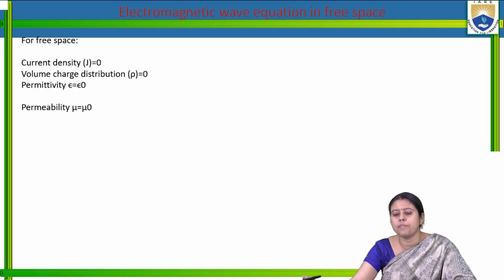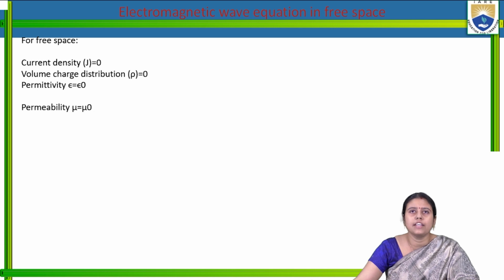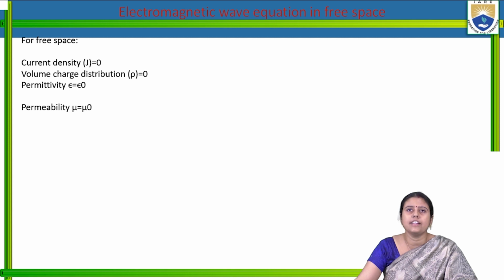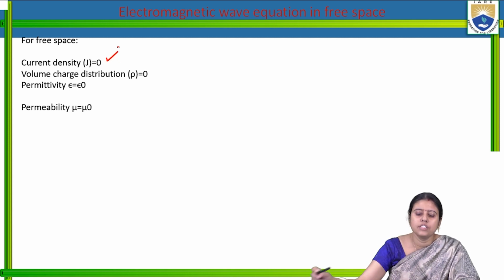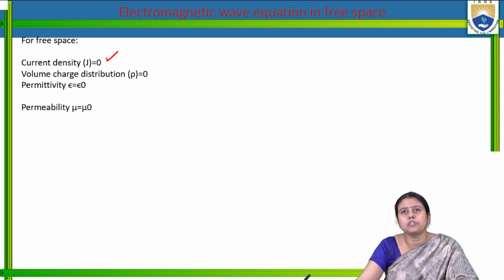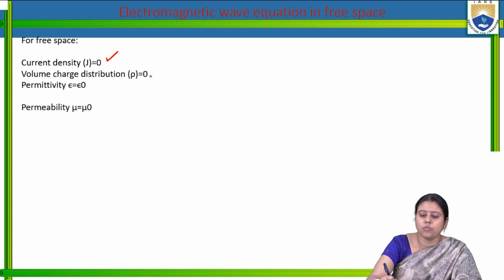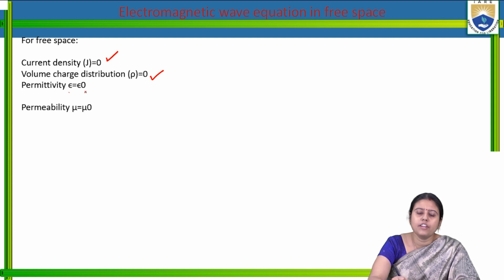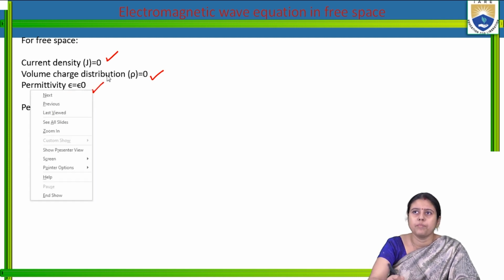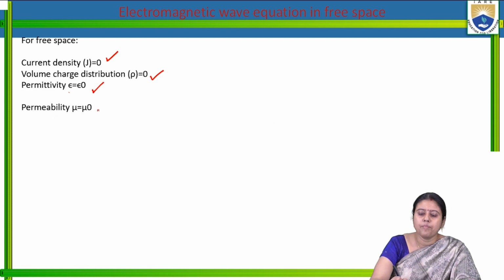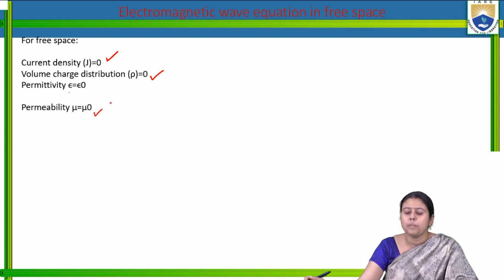So first we will discuss the electromagnetic wave equation in free space. For free space, as already discussed in my earlier slide, the current density J equals 0. What is the volume charge distribution? If the current density is 0, the volume charge is always 0, because current always flows in a conductor, so in free space it is 0. Volume charge distribution rho is equal to 0. The permittivity of free space is epsilon equal to epsilon naught, and permeability is equal to mu naught.